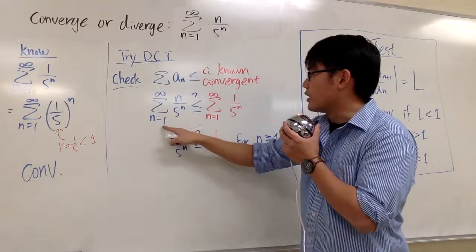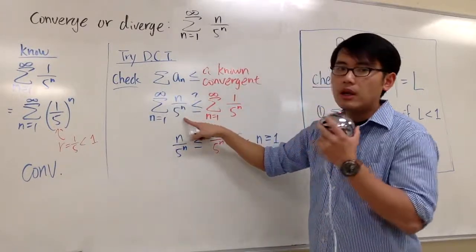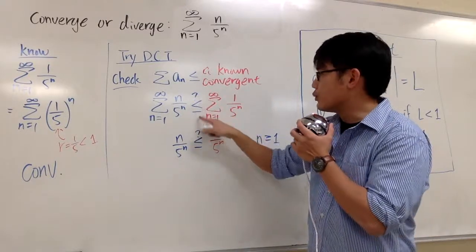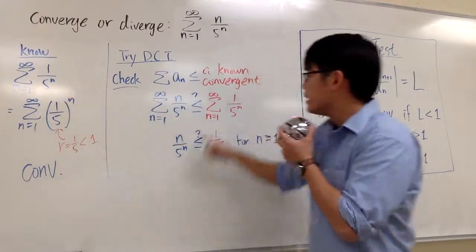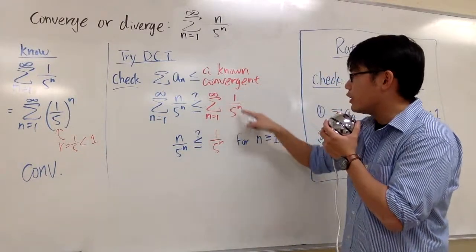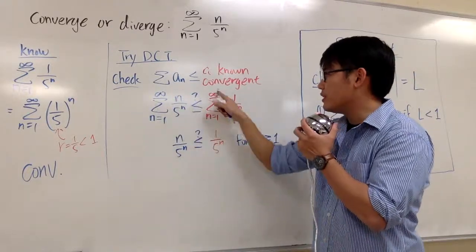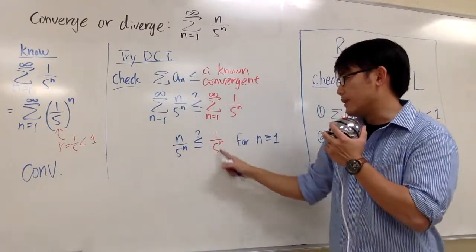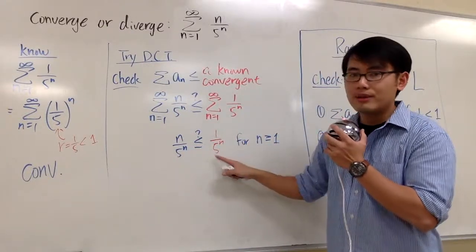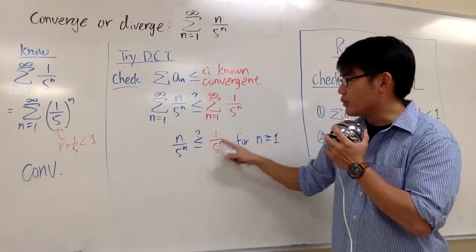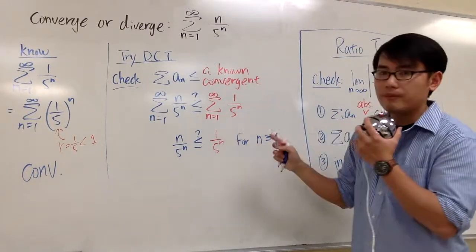So let me put down the original right here, sigma when n goes from 1 to infinity, n over 5 to the n. We would like to know if this is going to be less than or equal to the convergent series that we know, which is this one, sigma when n goes from 1 to infinity, 1 over 5 to the n. And then because both of them go from 1 to infinity, I can just compare the expressions n over 5 to the n and 1 over 5 to the n. Is this smaller or equal to this, for n bigger than or equal to 1, because n goes from 1 to infinity?